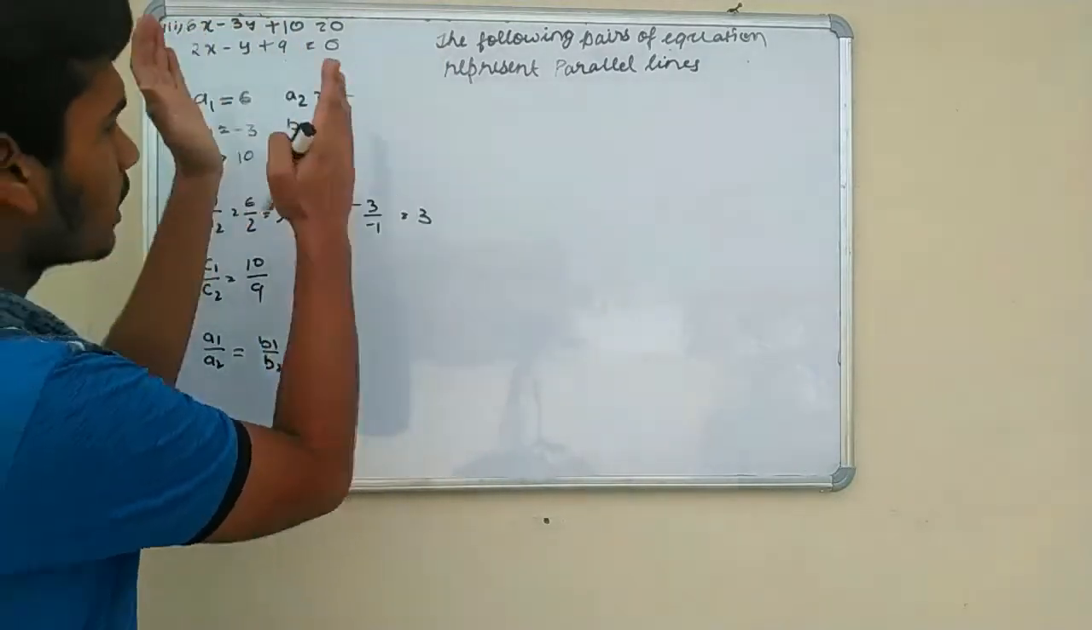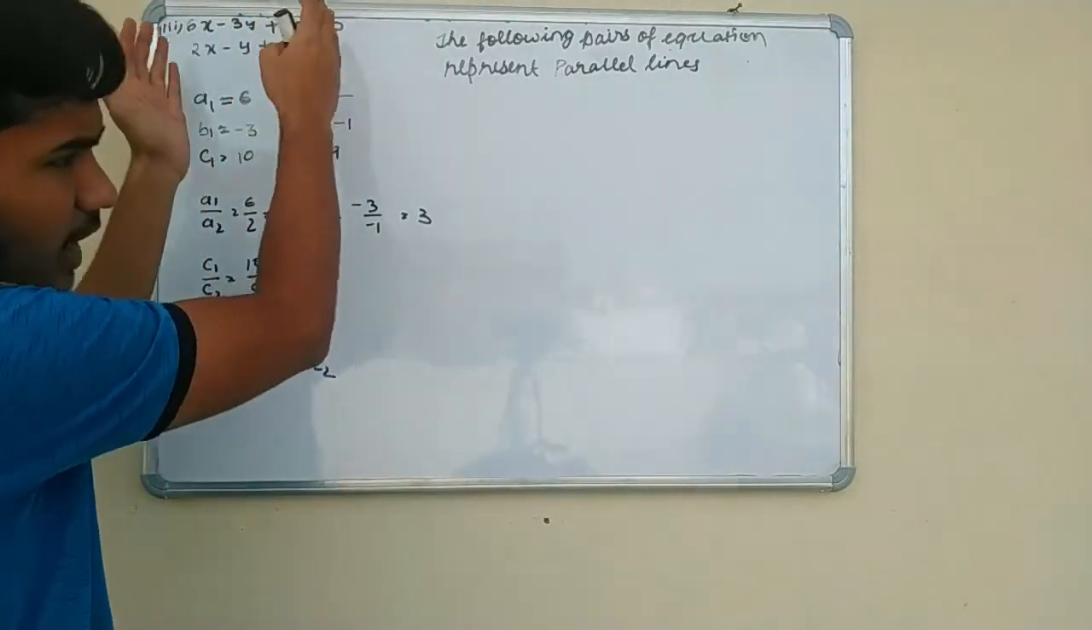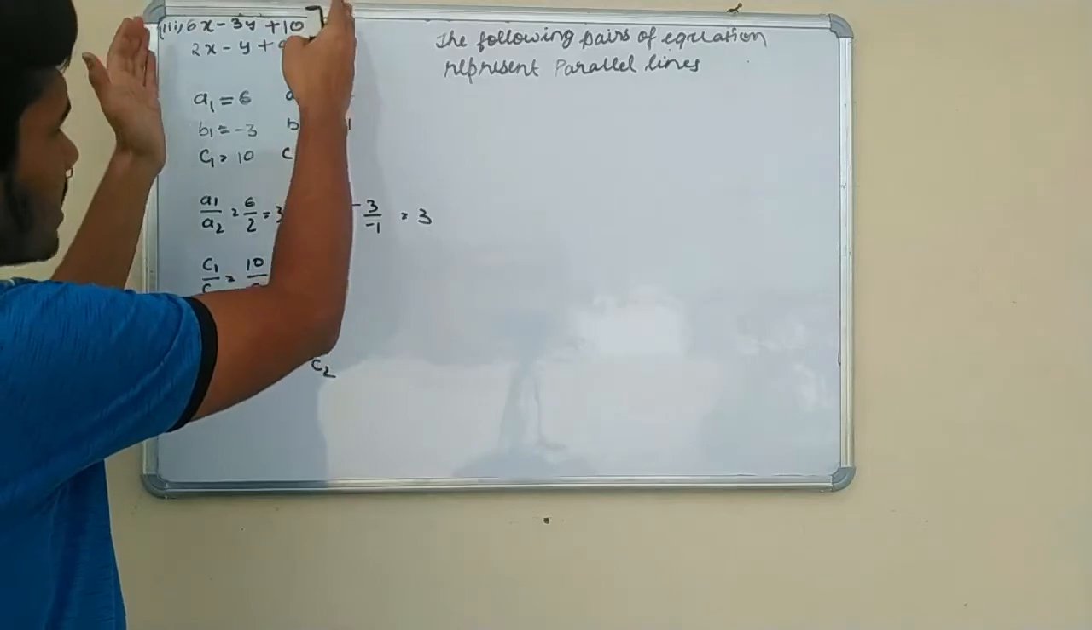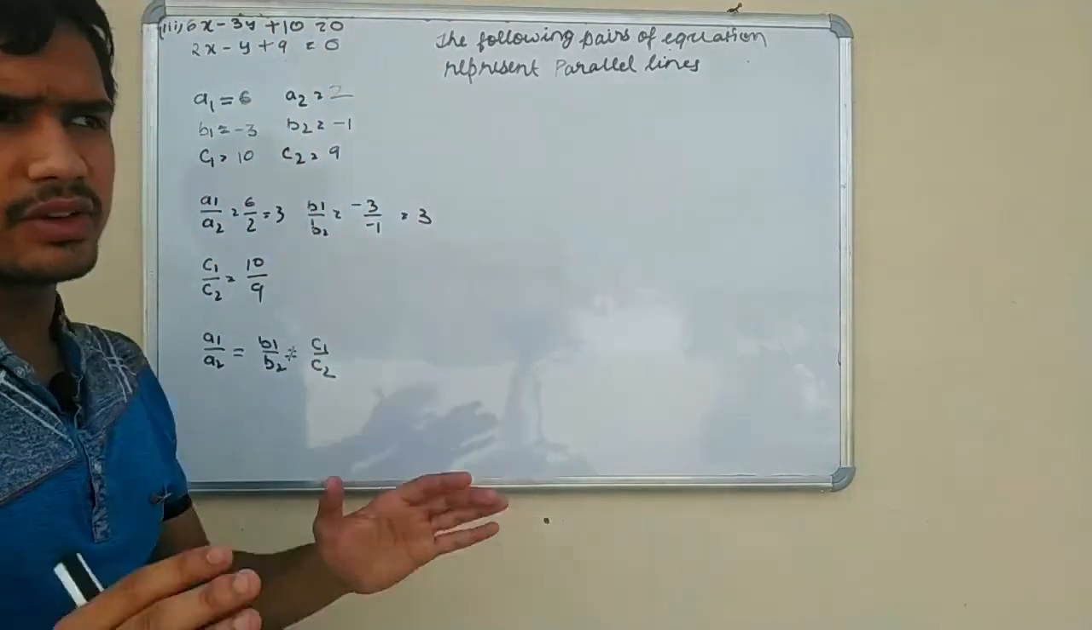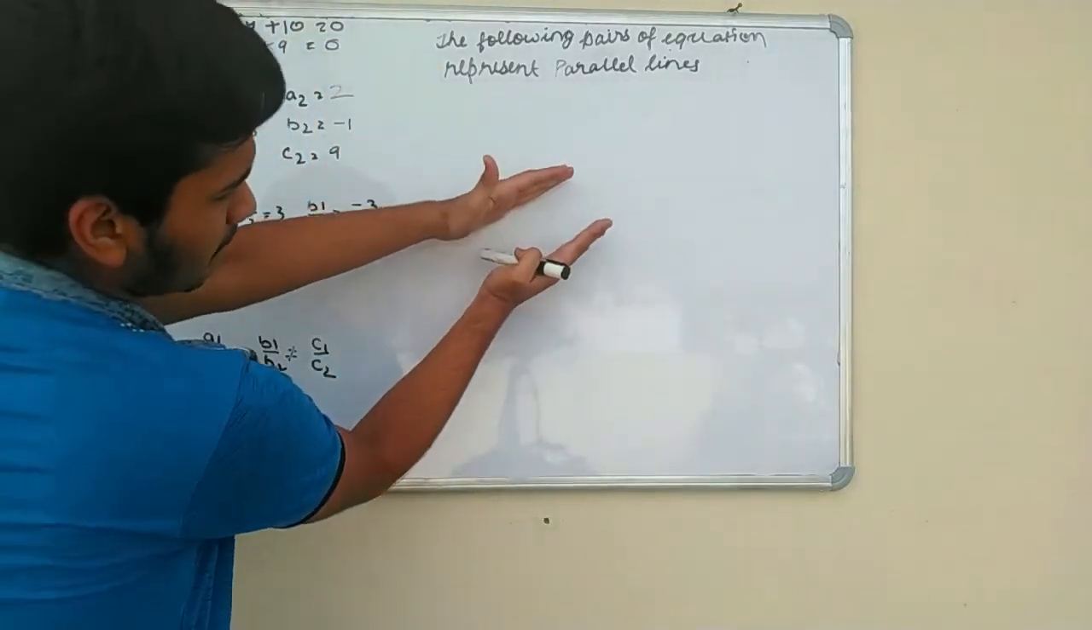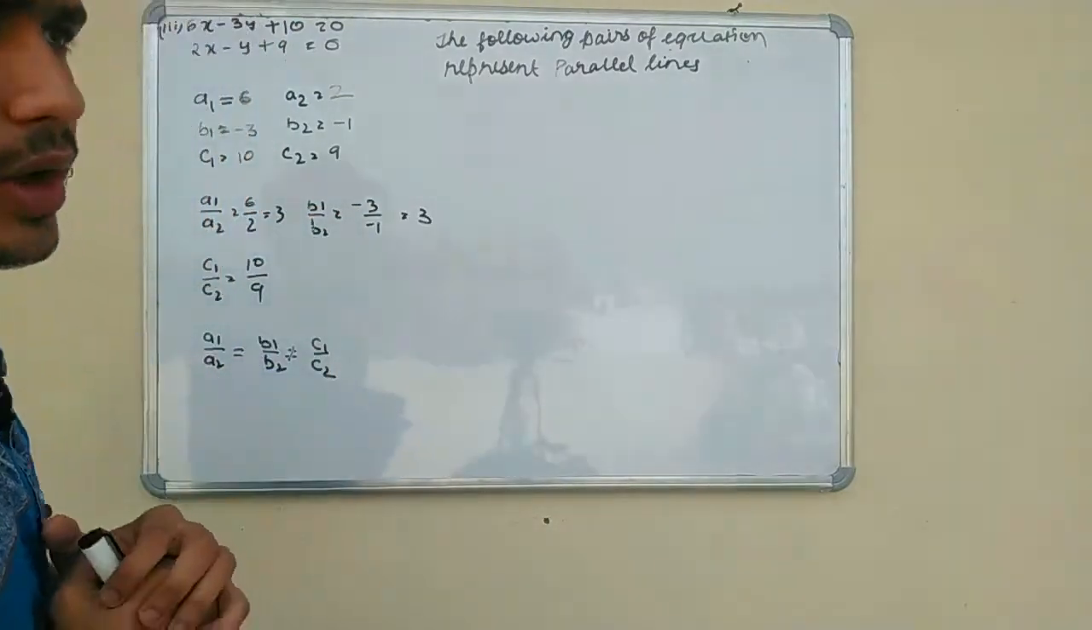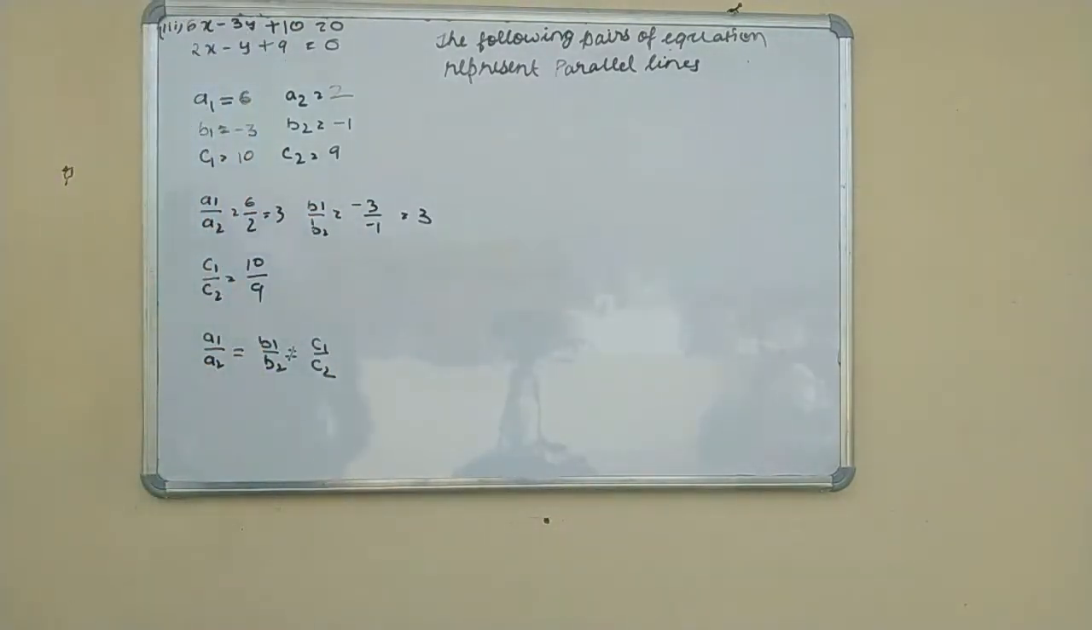If we imagine these equations on a graph, then we will see that both the lines are parallel. Okay, just note it down. Then we will move towards the third question. It has 5 parts.